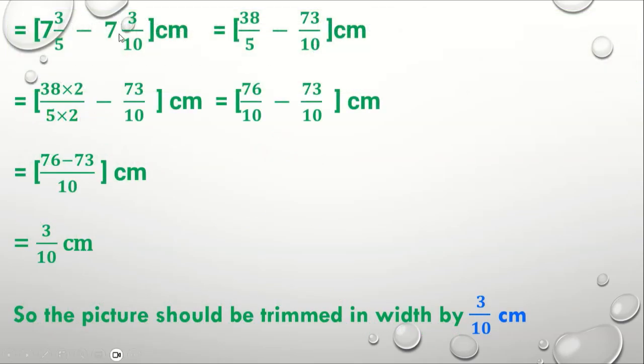So 7 and 3 by 5 minus 7 and 3 by 10. So convert into simple fractions, 38 upon 5 minus 73 upon 10 centimeter. We will convert the denominators into equal ones. So we will take the LCM of 5 and 10, that is 10. So we will make it the same, 76 upon 10 minus 73 upon 10. We will subtract 76 minus 73 upon 10. So 76 minus 73 is 3 upon 10 centimeter. The picture should be trimmed in width by 3 upon 10 centimeter.